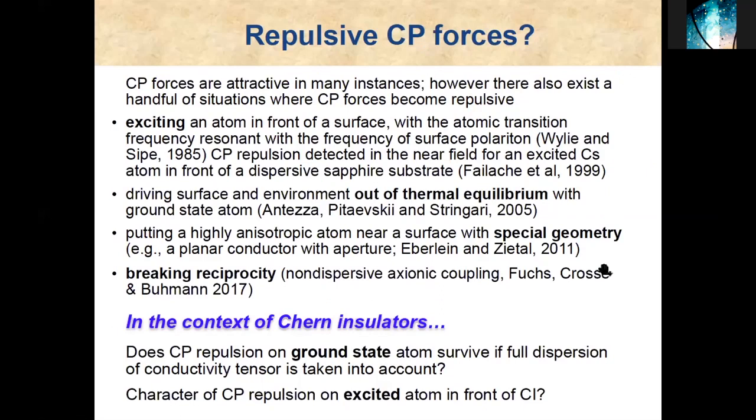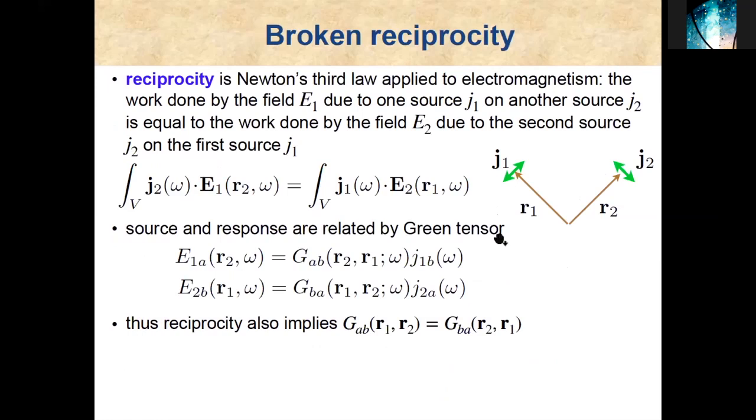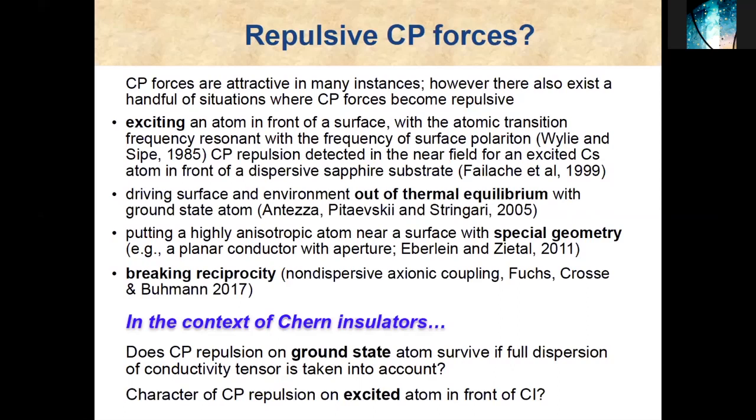Okay, so this motivates us to extend our investigation to the context of Chern insulators. Specifically, we want to answer two questions. Firstly, does the repulsive Casimir-Polder force on the ground state atom survive if the full frequency dispersion of the conductivity response is taken into account? And secondly, what is the character of the repulsive Casimir-Polder force acting on an excited atom in front of a Chern insulator?